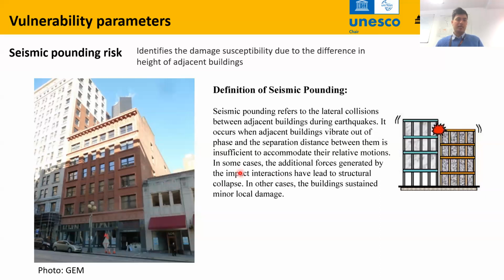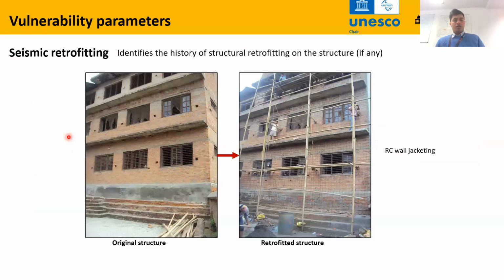And so basically, the seismic pounding risk increases as the building height increases, and there are buildings of different heights, so they can suffer hammering at these levels when they respond dynamically differently during lateral action. The seismic retrofitting history of the building also affects its seismic performance.